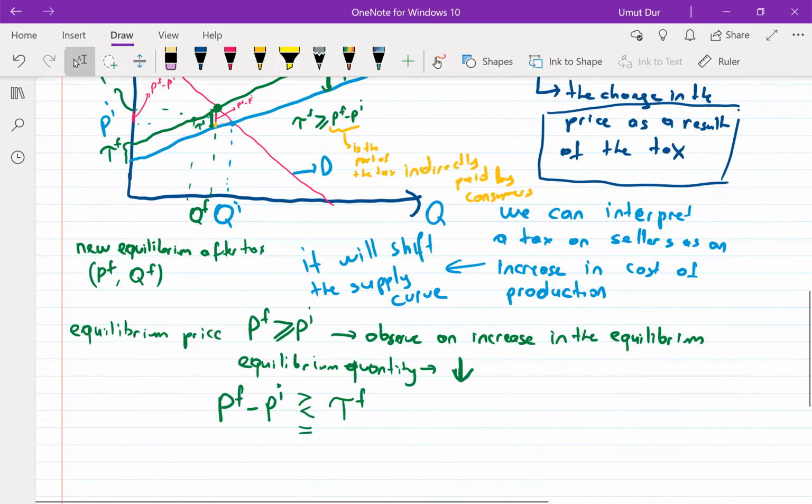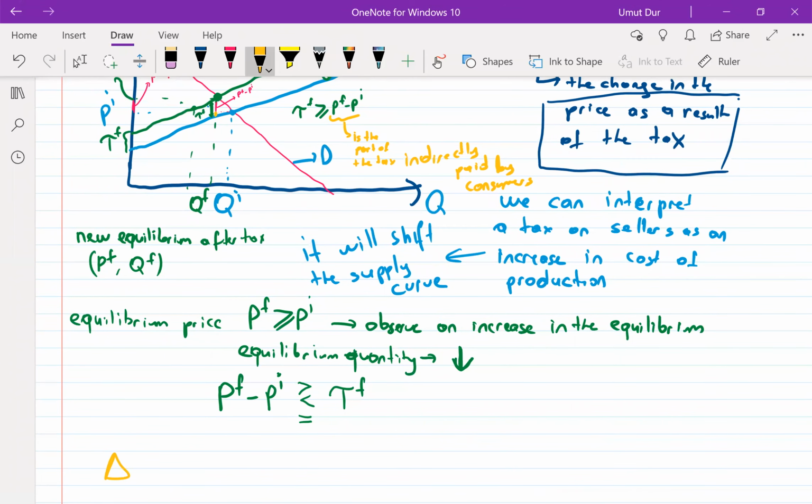Okay, so the price difference. Hocam, can't the seller put all the burden on the consumers? He says, I don't want to pay $2, so I'm going to increase the price by $2.